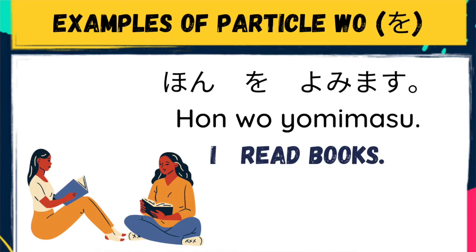I read books. So again, you have there your direct object, which is books. Books in Japanese is hon. To read in Japanese language is yomimasu. So let's formulate the sentence again.